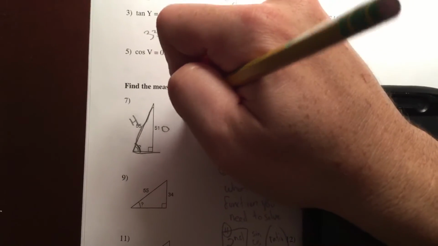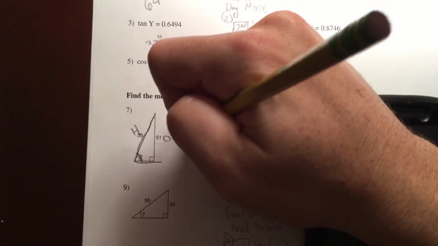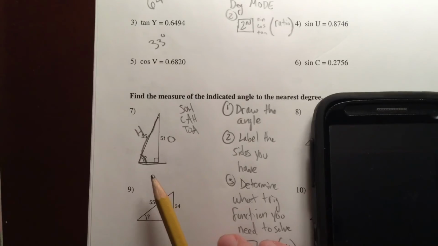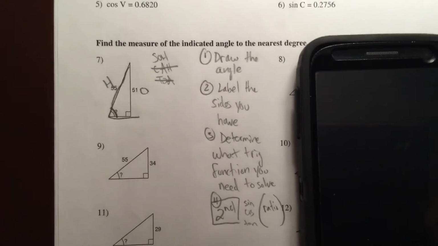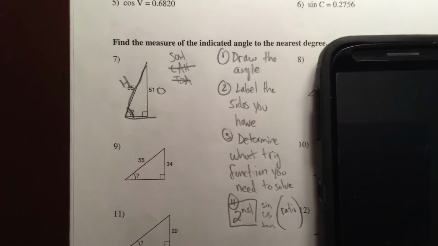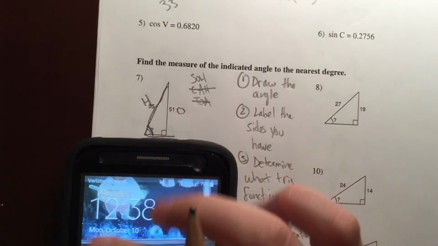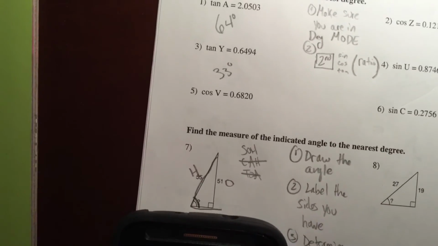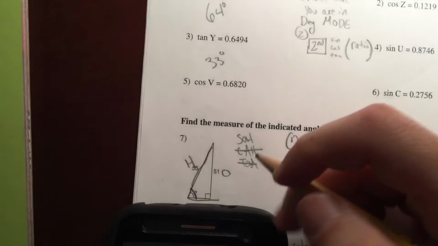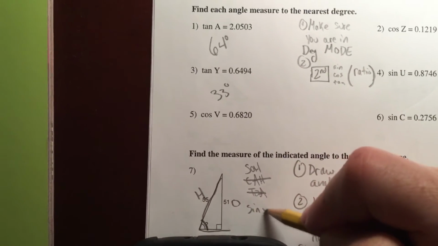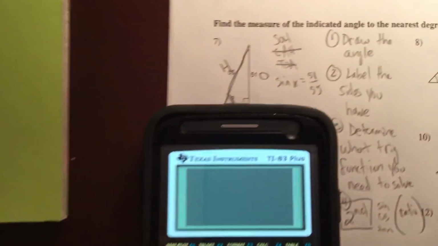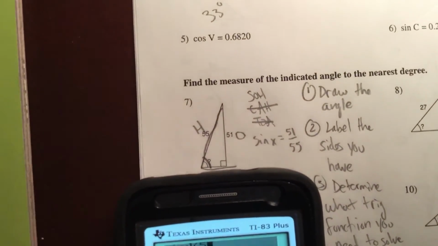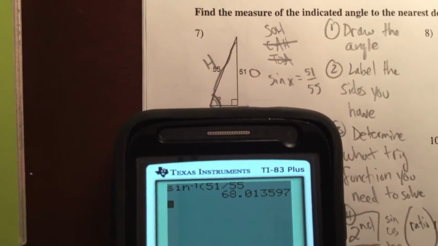So understanding SOHCAHTOA, if I don't have any information for the A, then this is a sine question. So that is the trig function that I need to solve. So therefore, I'm going to solve that by using the inverse of the sine. So if the sine of my angle equals 51 over 55, then I'm going to solve that by saying second sine 51 over 55, and the answer is 68 degrees.